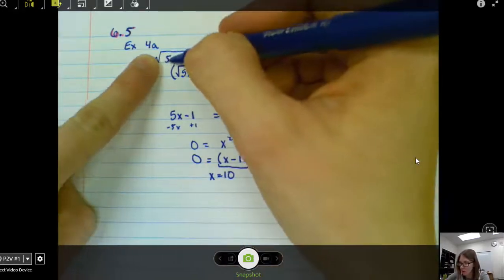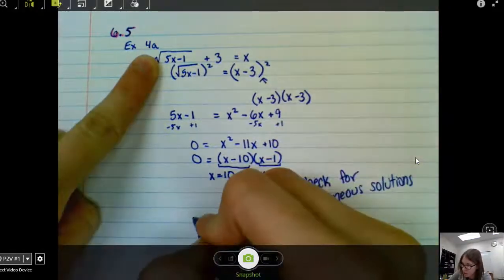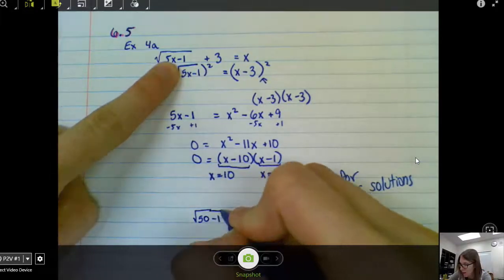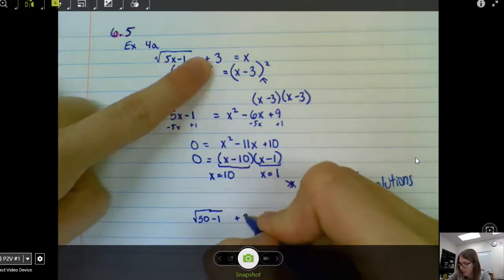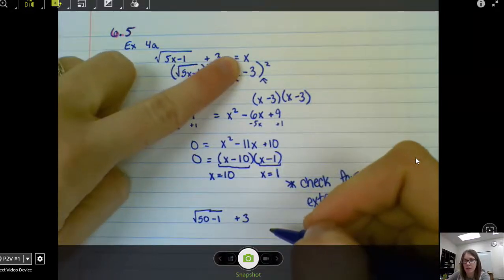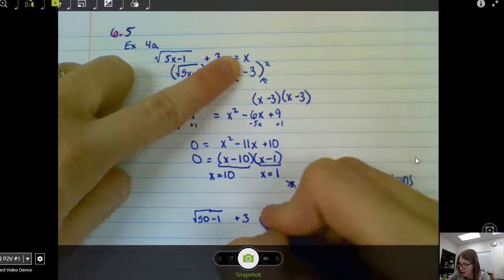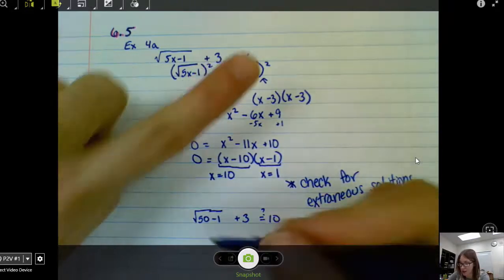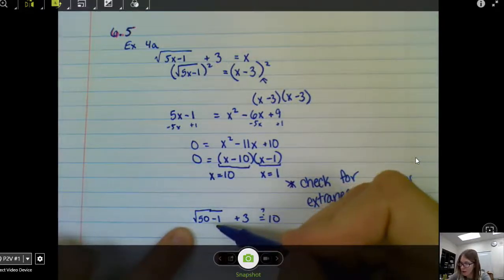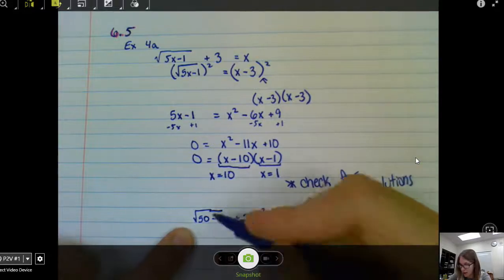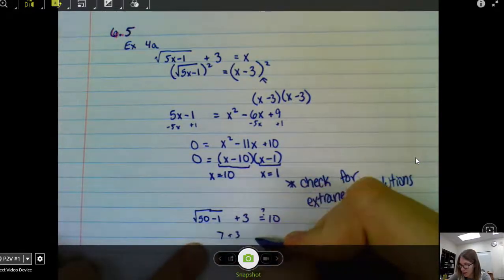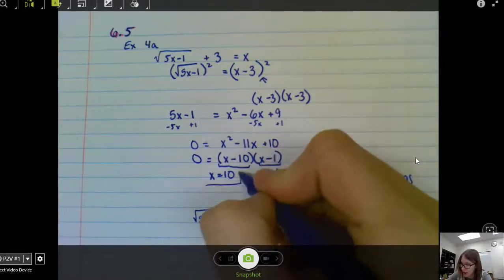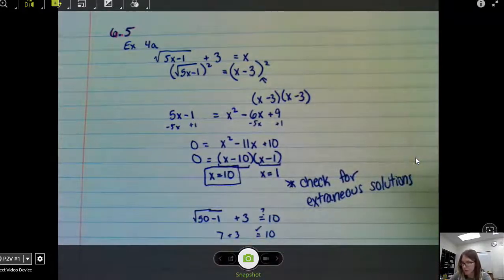Then we have the square root of 5 times 10, which is 50, minus 1, and then plus 3. This should equal 10 if we're right, if this is actually a solution. The square root of 50 minus 1 is the square root of 49. 7 plus 3, that equals 10, that works. So x equals 10 is for sure a solution.